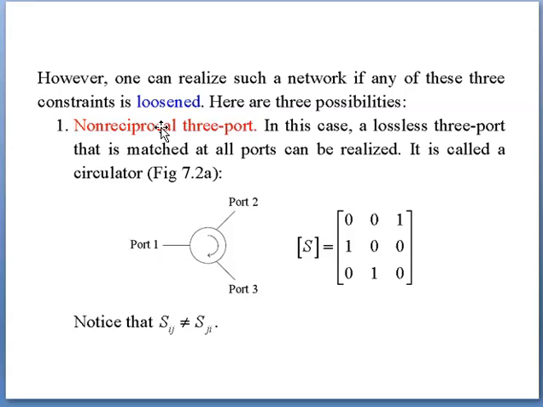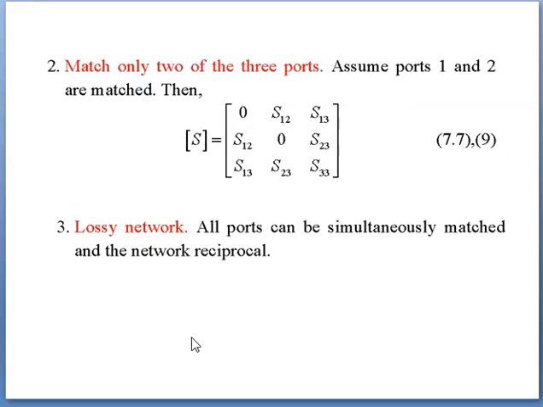So here are the 3 possibilities. The first one is you make it a non-reciprocal 3-port instead of reciprocal. So in this case, a lossless 3-port that is matched at all ports can be realized. It is called a circulator. So a circulator would be a non-reciprocal 3-port, where your Sij is not equal to Sji.